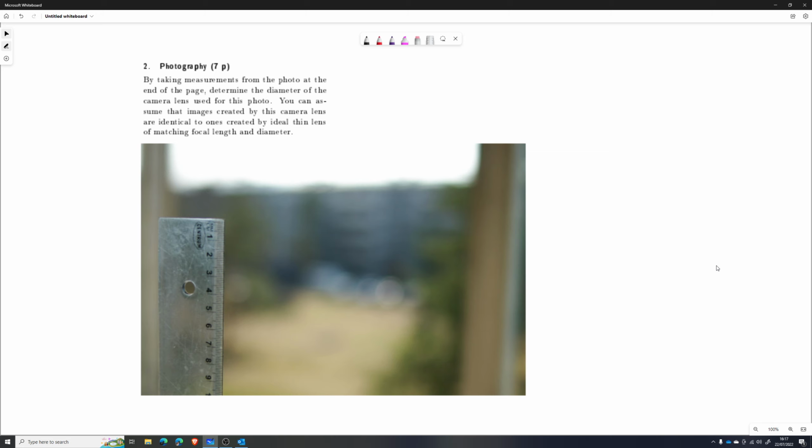You're shown a photograph that has this ruler in the foreground that's well focused, and a background that is clearly out of focus. The information in the question then says that you can assume that the image is created by a camera lens identical to one that would be created by an ideal thin lens of matching focal length and diameter. And all we have to do is determine the diameter of the camera lens used for the photo.